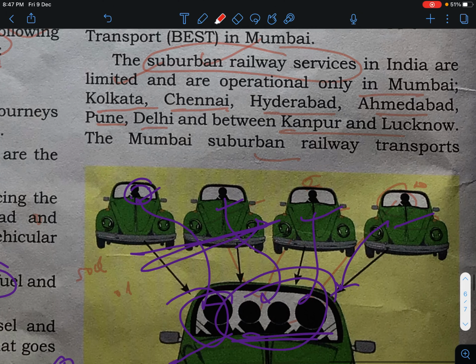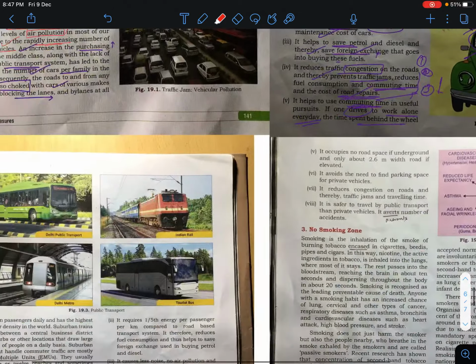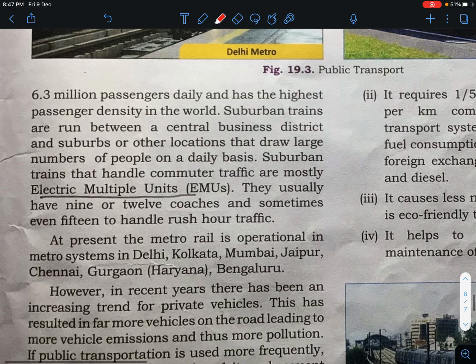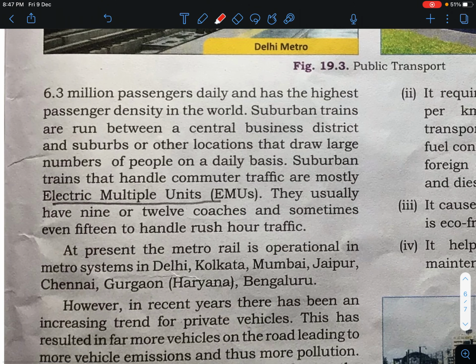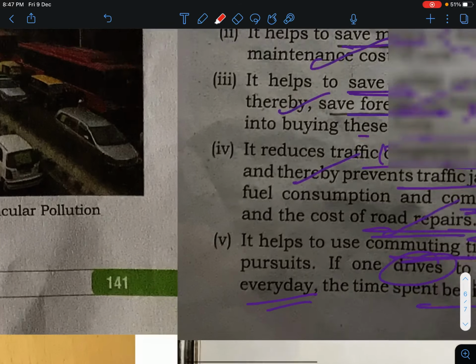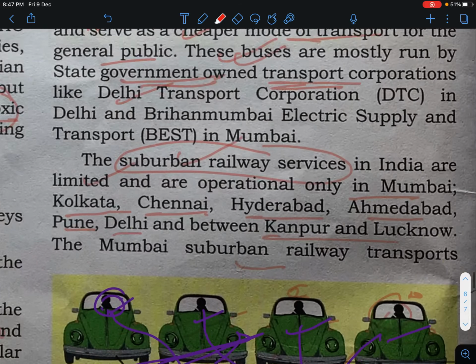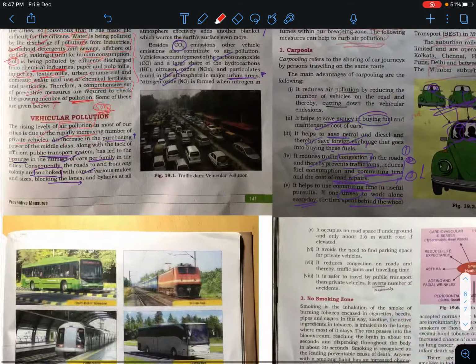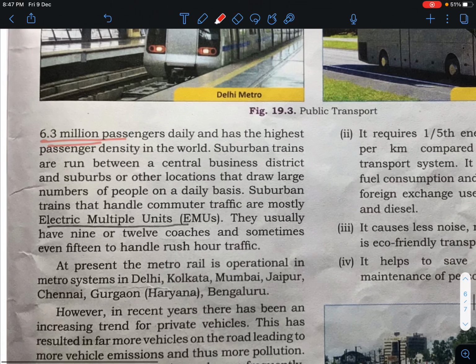The Mumbai suburban railway serves 6.3 million passengers daily and has the highest passenger density in the world. So this is very important: the Mumbai suburban railway transport serves 6.3 million passengers per day.